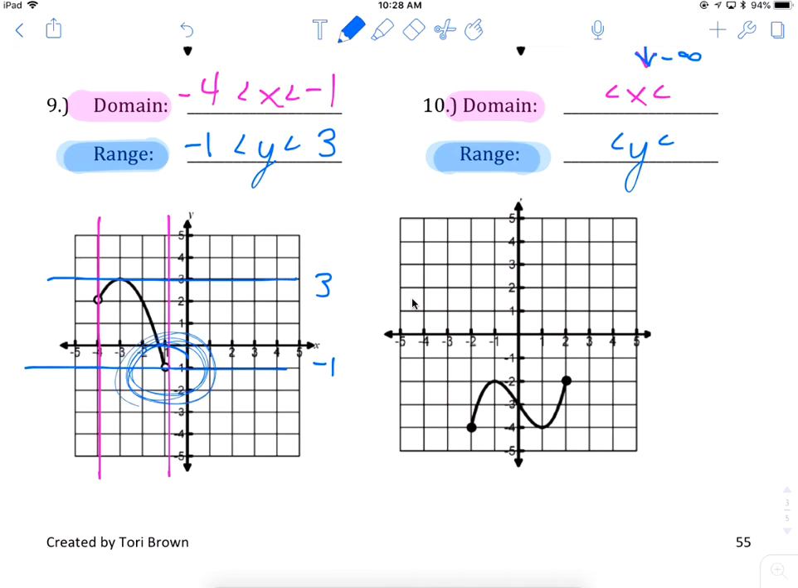-1 has an open circle right here. That's not or equal to. But 3, right here, it does touch and bounce off of that line. So next to my 3, I am going to put an or equal to. Because it touched, I put an or equal to right here. That is my final answer.